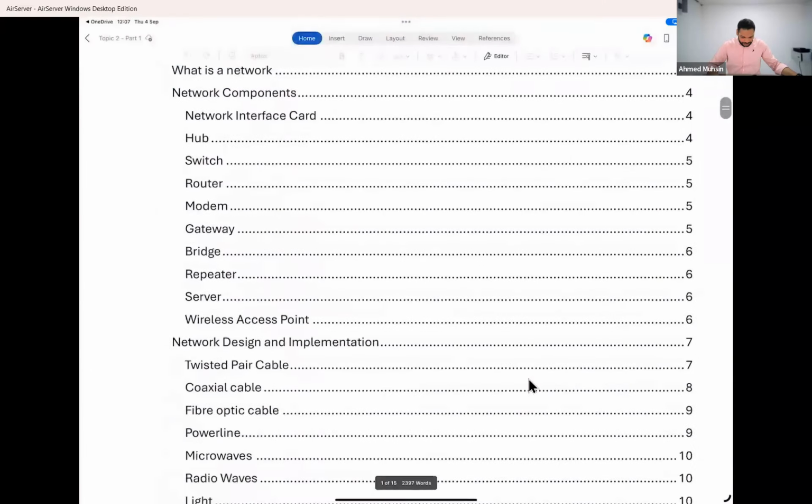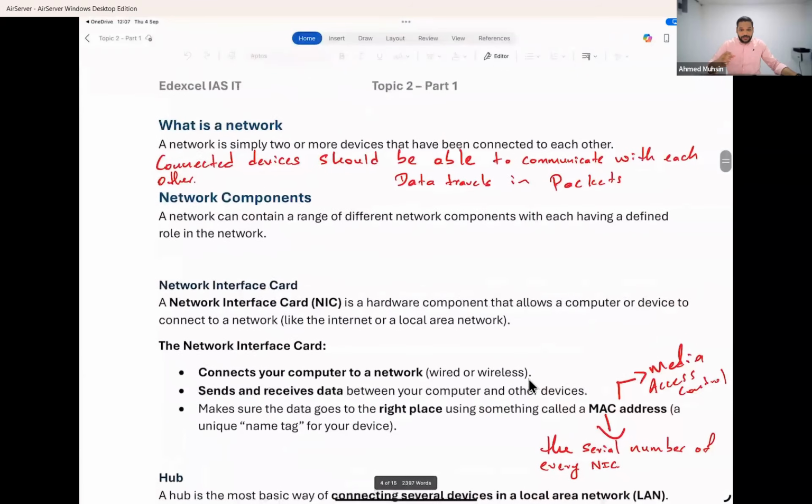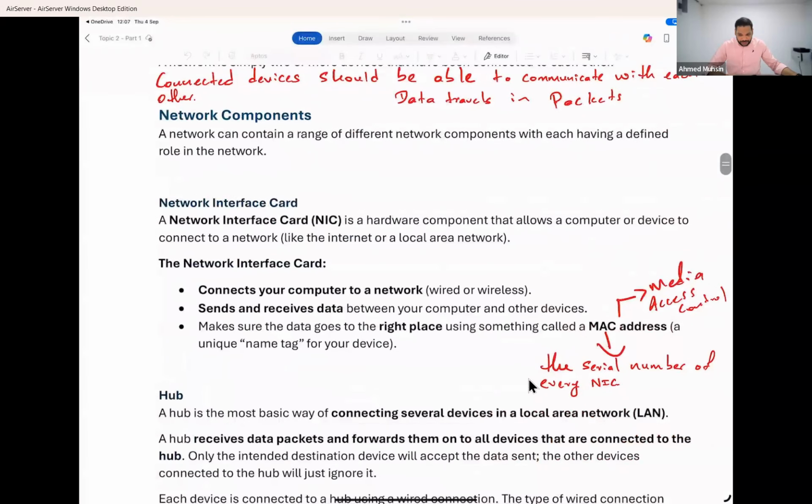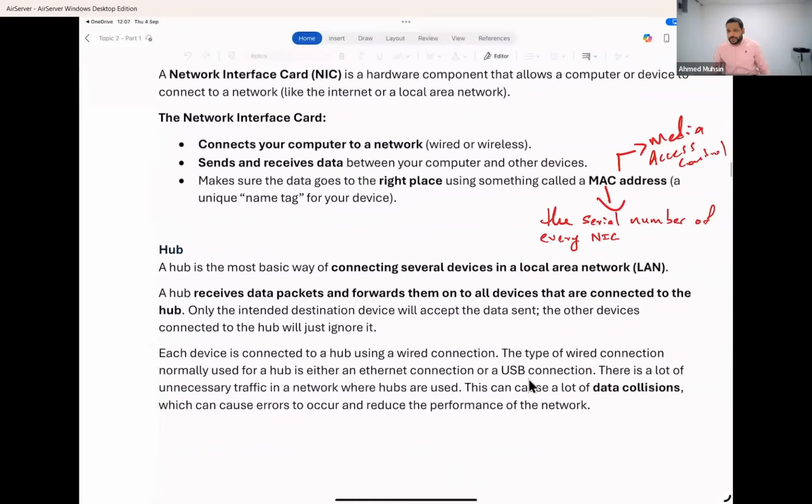Let's move down. Everybody, we spoke about this network interface card. We spoke about the details of it. Then now we need to move on to something called our hub. I think we also spoke about hub, but I'll continue from there. We are looking at different components of a network right now.